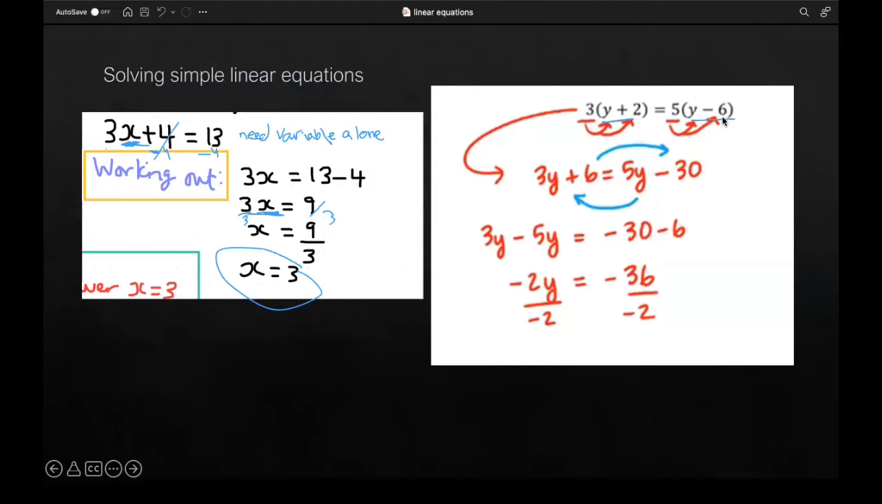Whenever you see brackets, do not panic. It's very easy. Whenever I see brackets, the first thing I do is expand. When solving linear equations, I always expand. Why? Because I need the variable by itself. I cannot have the variable by itself when it's inside a bracket. So 3 times y plus 3 times 2, which is equal to 5 times y minus 6.